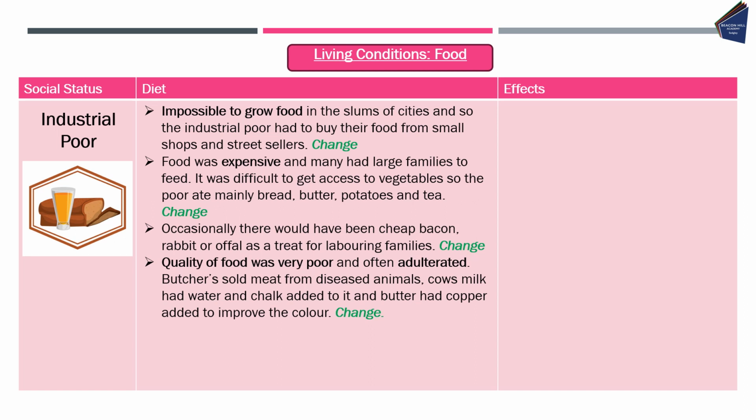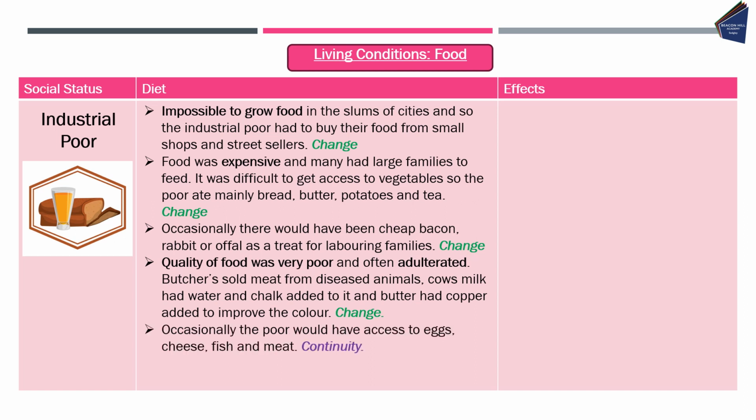So by that we mean that items are added to the food, which makes them not pure. So butcher's meat was sold from diseased animals, cow's milk had water and chalk added to it, and butter had copper added to improve the colour. So all of these are examples of food being adulterated, and obviously these things could have made people ill.